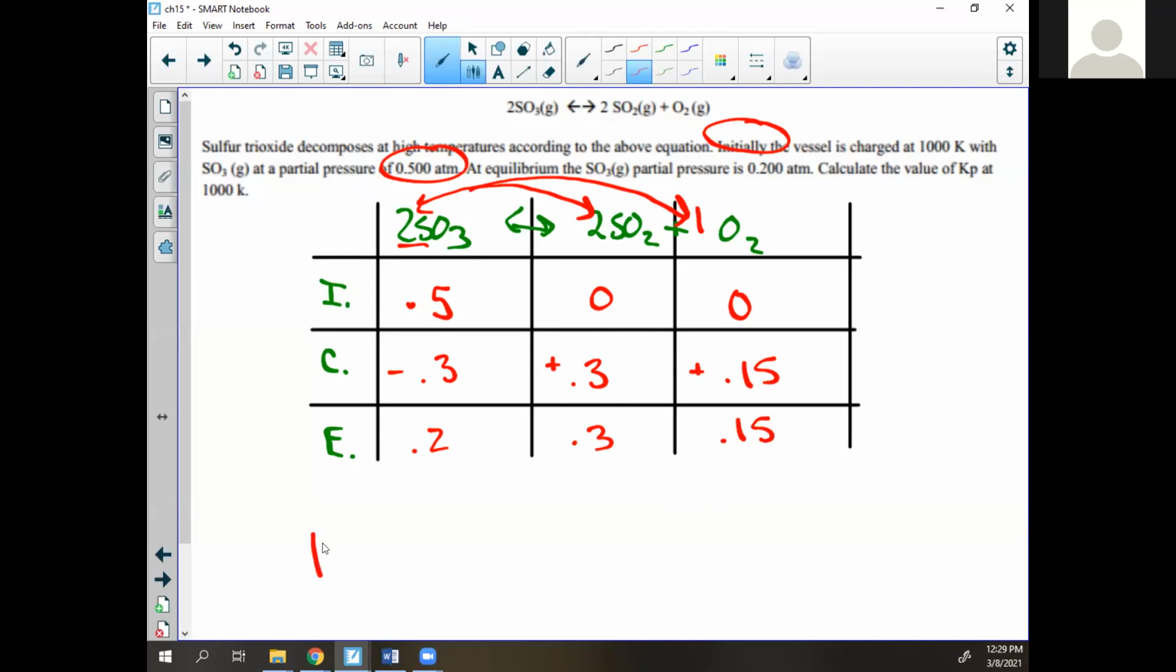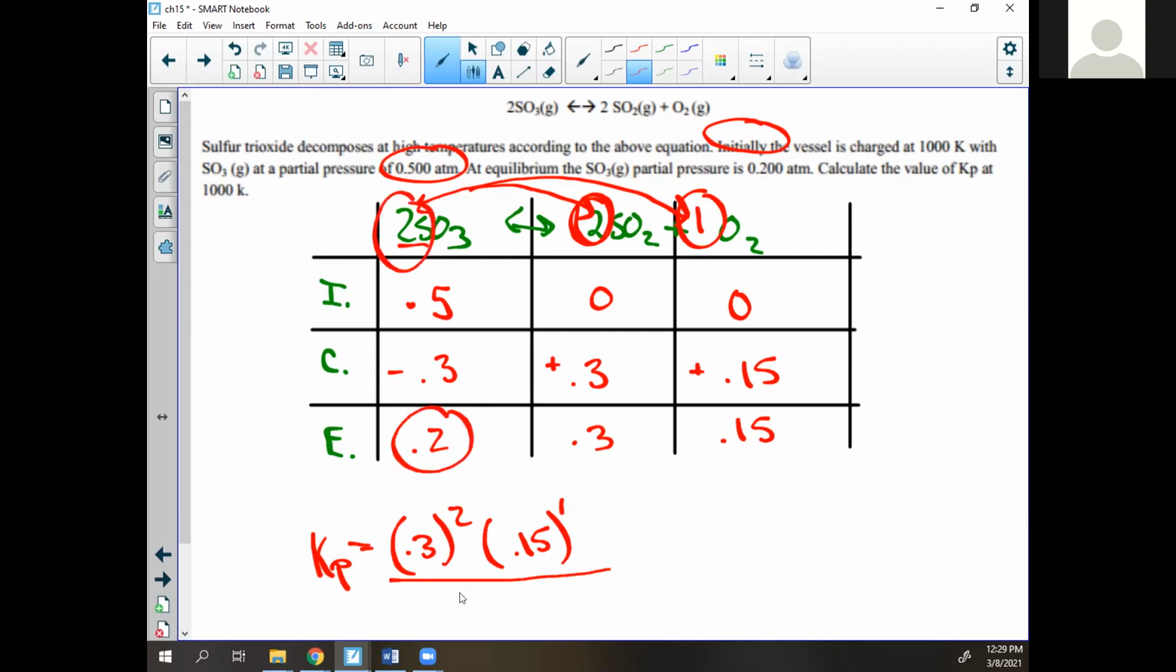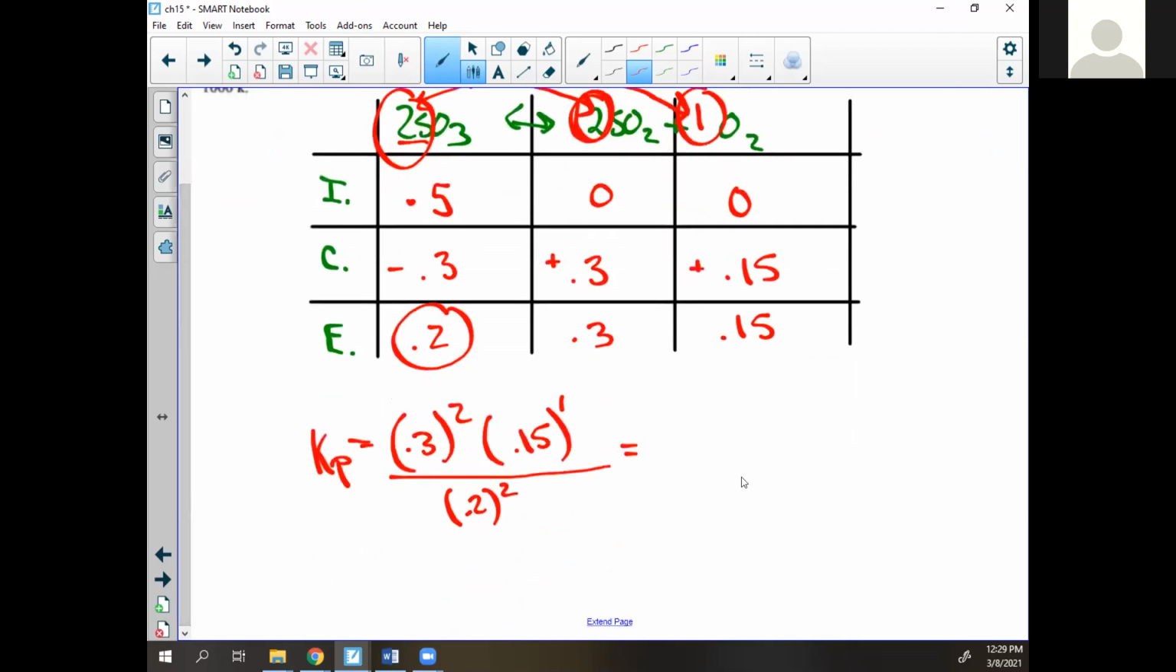Now my KP would be equal to my products. So 0.3 squared because of the 2 right here, times 0.15. You don't have to put it, but I'm going to say to the first because the coefficient is a 1. And this is all divided by 0.2 squared. And we end up with 0.3375.